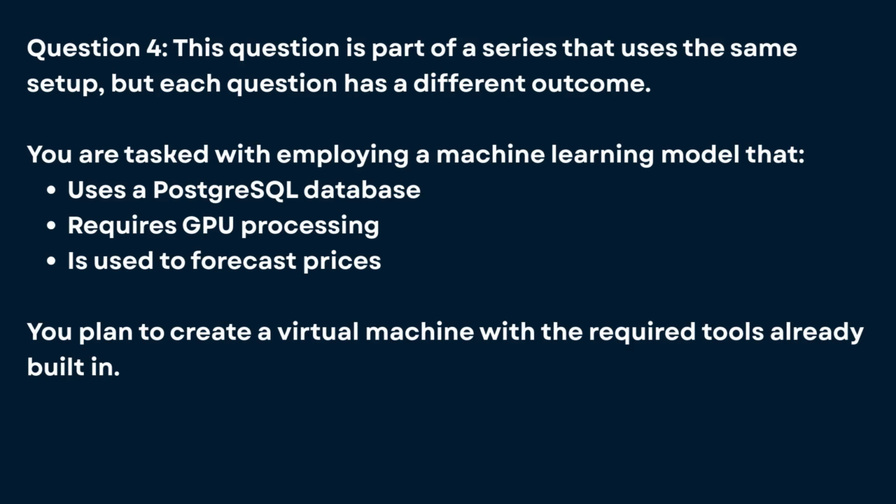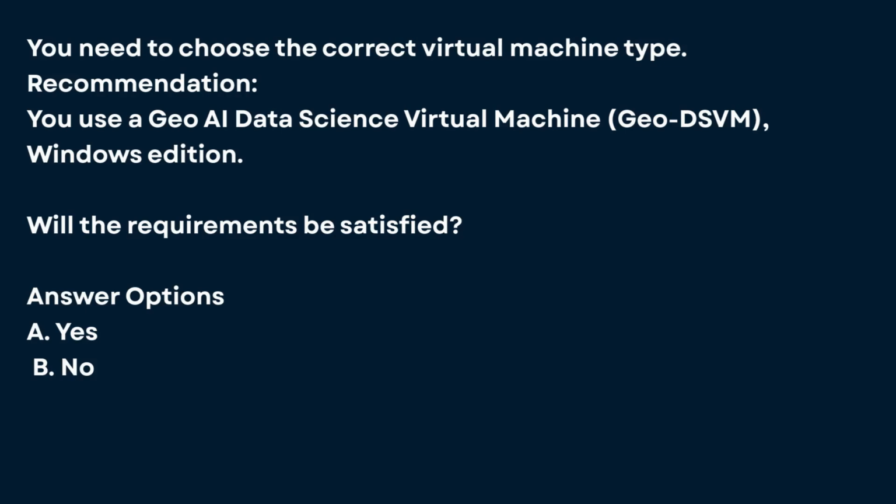Here's question 4. This question is included in a number of questions that depict the same setup. However, each question has a different outcome. You have been tasked with employing a machine learning model that makes use of a Postgres database and requires GPU processing to forecast prices. You are preparing to create a virtual machine that has the necessary tools built into it. You need to choose the correct virtual machine type. Recommendation: you make use of a Geo-AI Data Science Virtual Machine, Windows Edition. Will the requirements be satisfied?